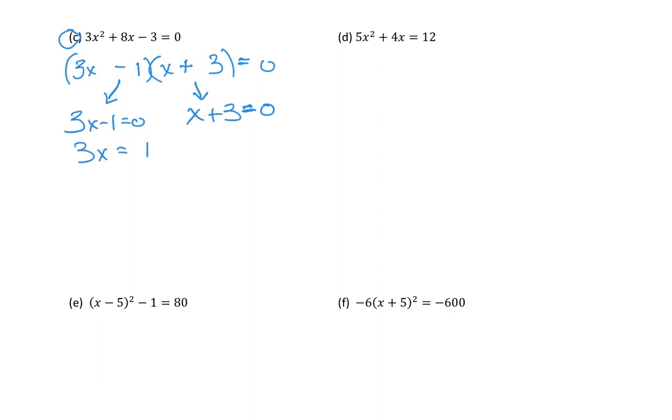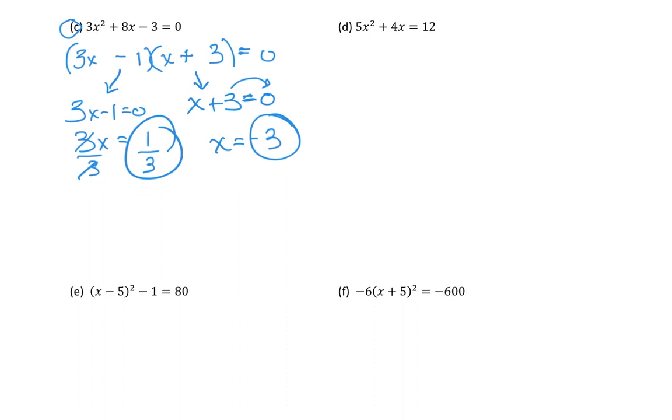Therefore, you can solve. And we have x equals 1/3, because those cancel. Over here, we're going to subtract 3, so we get x equals -3. All right, so that's solving by factoring. D is the same way.